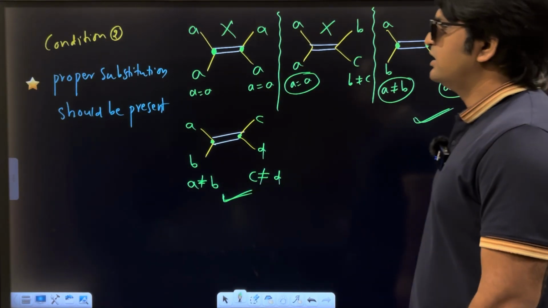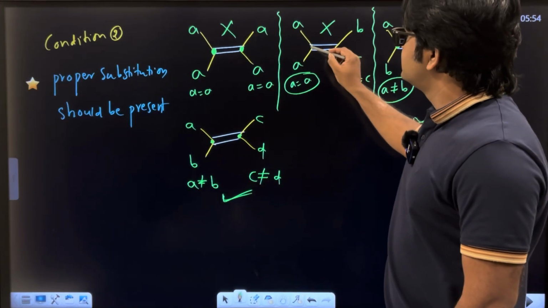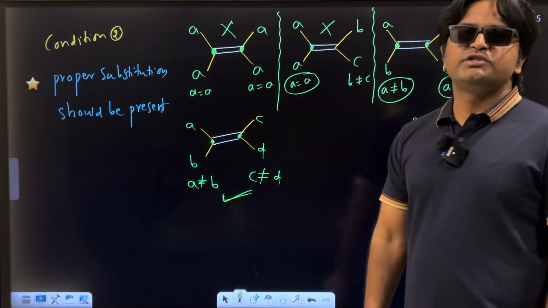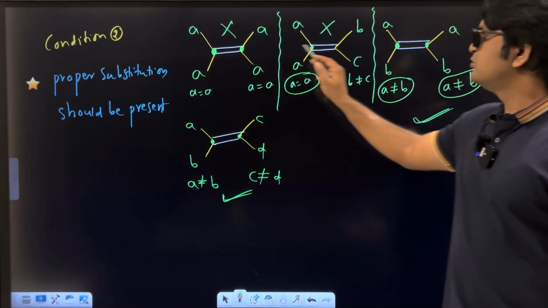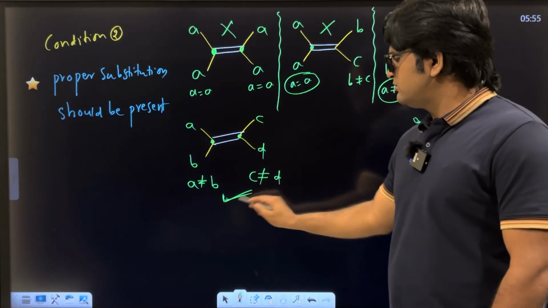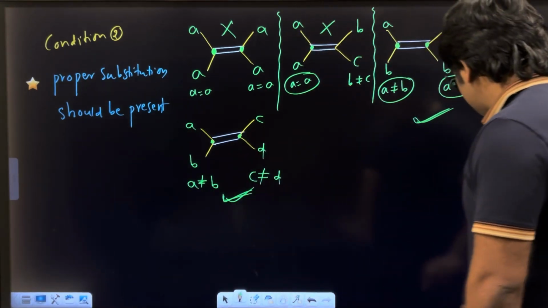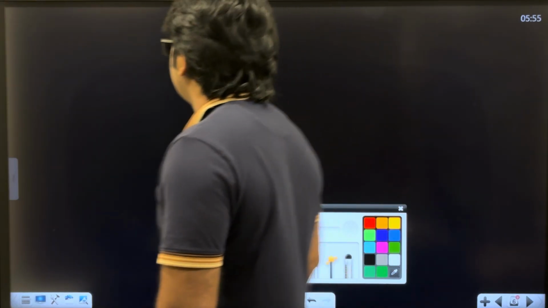Now come to the same point. Yes, this is the second condition: proper substitution should be present. Whenever on the same sp2 carbon atom at least one side has identical groups, geometrical isomerism is not possible. No geometrical isomerism, no geometrical isomerism. Now this one shows geometrical isomerism. This molecule also shows geometrical isomerism. And what is the third important condition? Yeah, come to the third condition, condition 3.